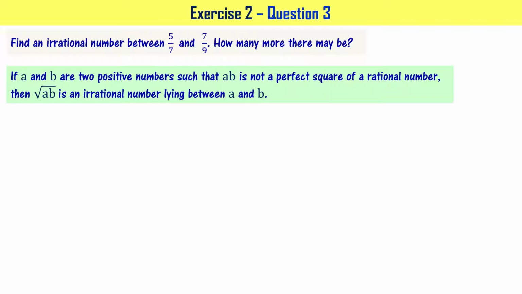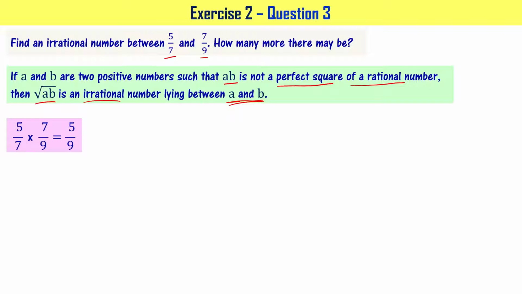For example, you have two numbers given, a and b, right? They are two positive numbers, right? Such that their product ab, if it is not a perfect square of a rational number, then square root of ab is an irrational number lying between a and b, right? We are given two numbers, 5 by 7 and 7 by 9, right? These are two positive numbers. Let's see what is their product ab, right? Their product ab is 5 by 9.